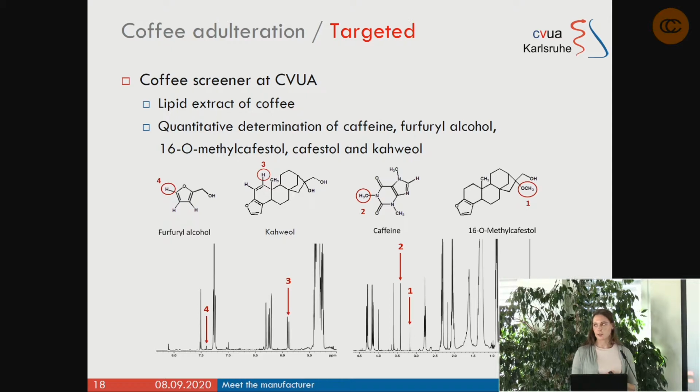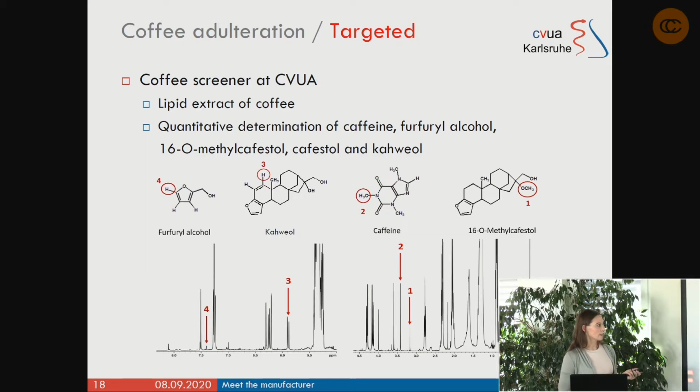The next part of my presentation deals with the adulteration of coffee and the detection of certain ingredients. At the CVUA in Karlsruhe, a coffee screener was developed which quantifies different components with a simple sample preparation and a measuring time of 1 hour. So substances like furfuryl alcohol, caffeine, and 16-O-methylcafestol can be quantified.